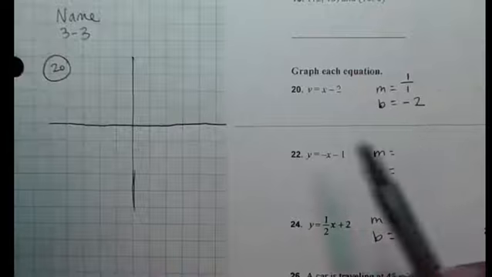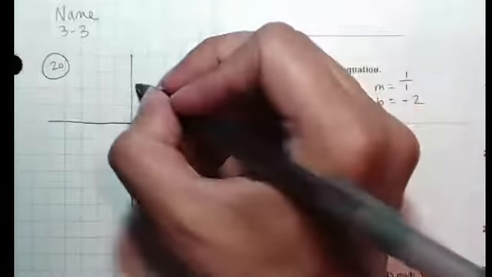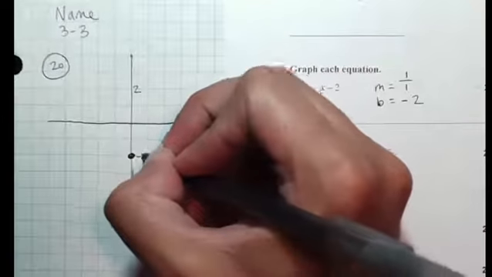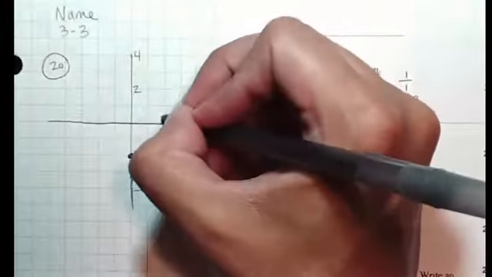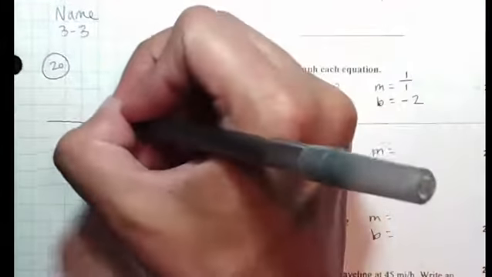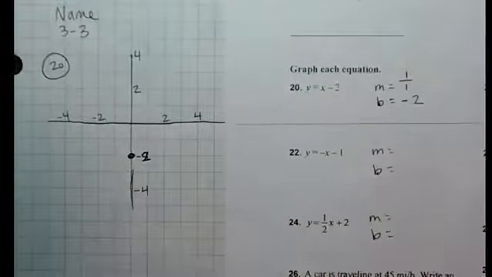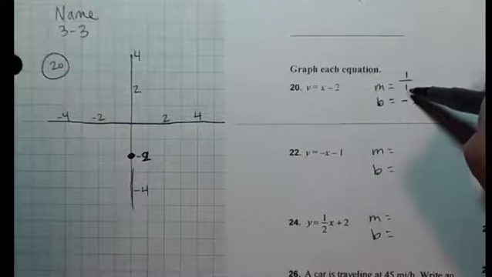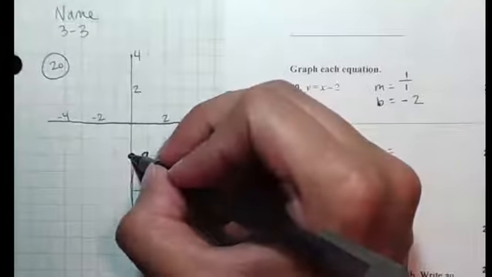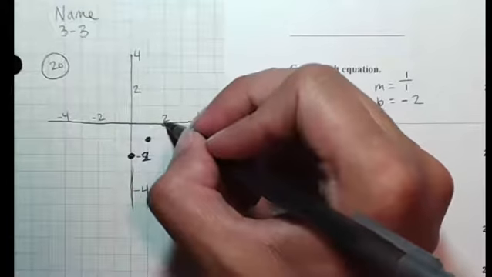The y-intercept, first thing I should graph, is -2. So I'm going to put a dot at -2. Again, you can label this if you'd like. I'm just going to go by 2's. So -2 is my y-intercept, and my slope here is 1 over 1. So I'm going to go up 1 to the right 1. From my y-intercept, I'm going up 1 to the right 1. Put a dot there. Up 1 to the right 1.